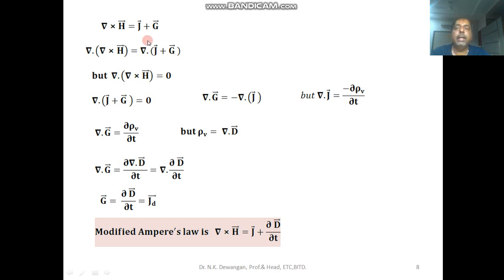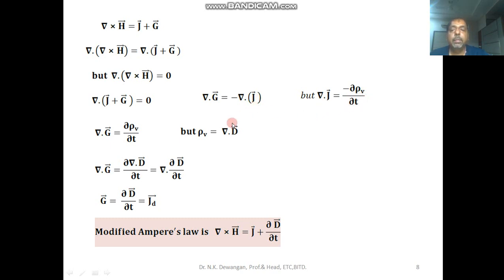Now again take the divergence of this equation, left hand side and right hand side both. So on the left hand side you will get divergence of curl of H vector, and on the right hand side divergence of J vector plus G vector. Again from the property of vector calculus, divergence of curl of H is equal to 0. So on the right hand side you will get divergence of J vector plus G vector is equal to 0. So divergence G vector is equal to negative divergence of J vector, but from the continuity equation we know divergence J vector is equal to minus del rho v by del t.